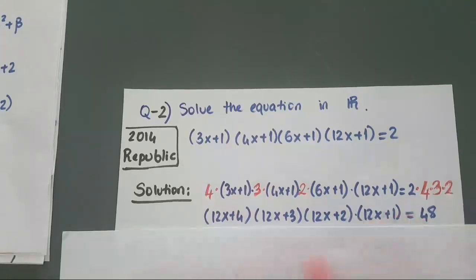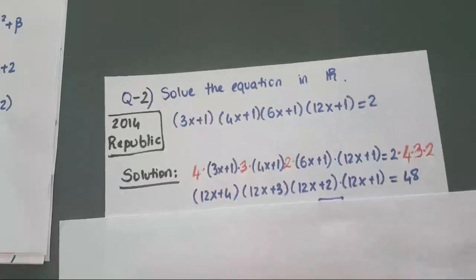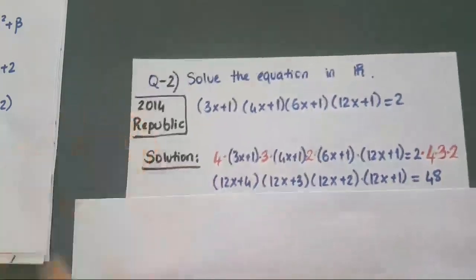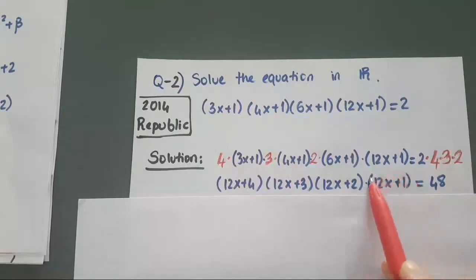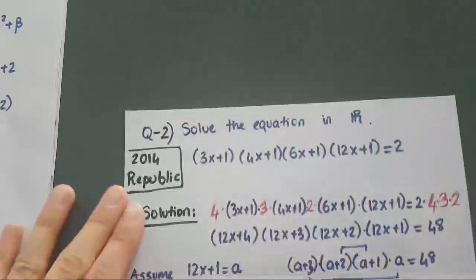Can you see the common terms now? 12x, 12x, 12x, 12x. If I assume the last one, let me start from the last one. If I assume that this is a, t, k, whatever you want, what did I choose? I chose A.